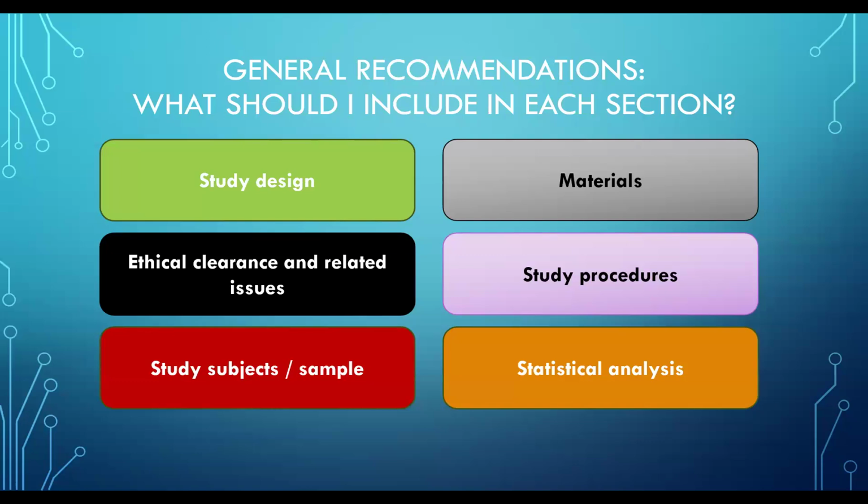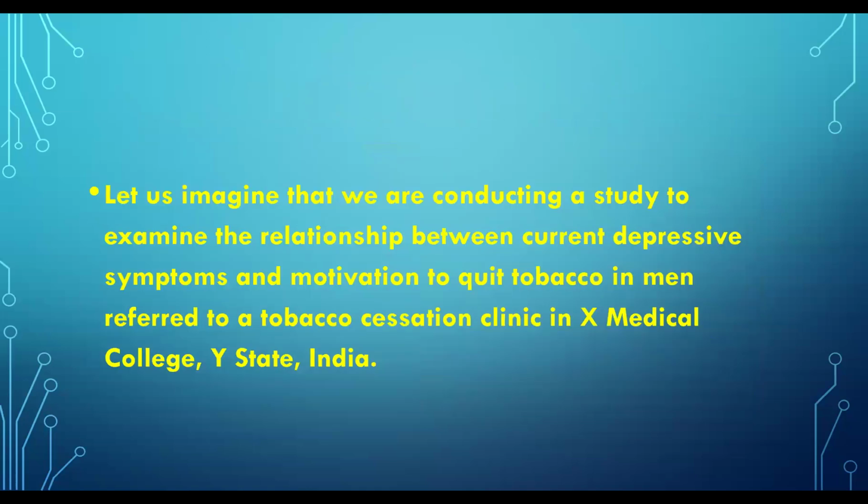So what should we include in each of those 6 sections that we talked about earlier? We start with study design, but before that, let's look at something concrete. Let's take a very basic kind of research question, something that we would do for an MD dissertation. So let's imagine that we are conducting a study to examine the relationship between current depressive symptoms and motivation to quit tobacco in men who are referred to a tobacco cessation clinic somewhere in your hospital or your medical college.